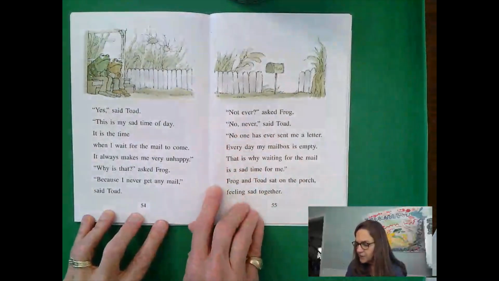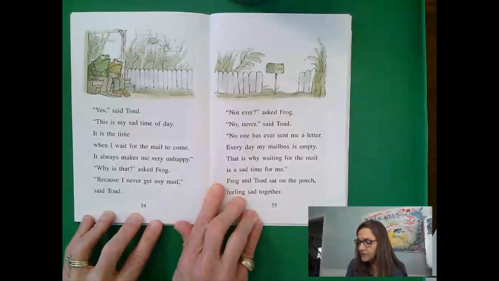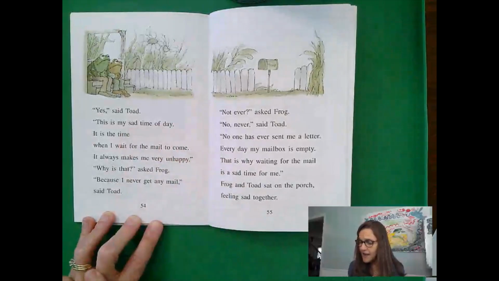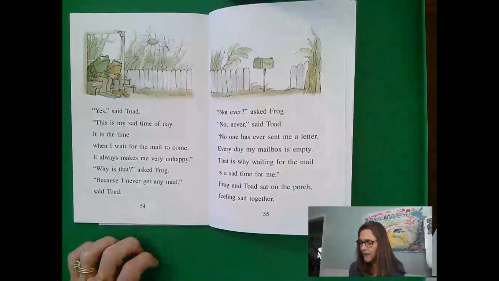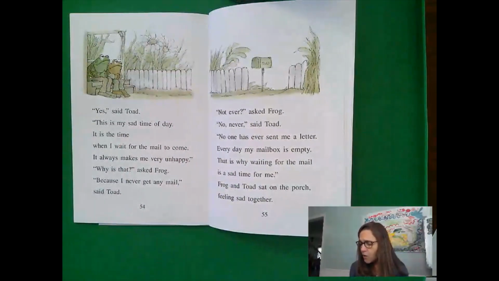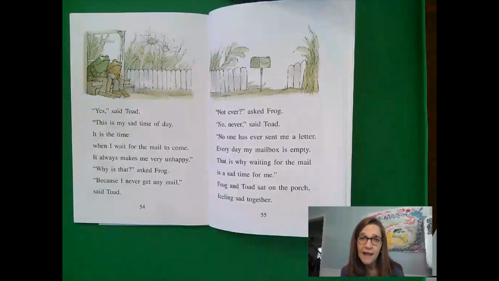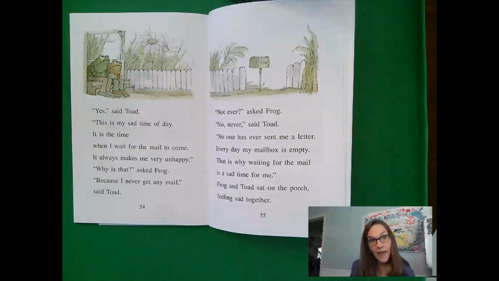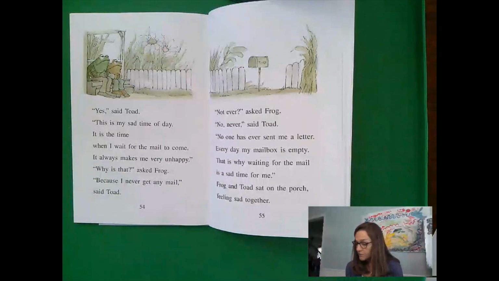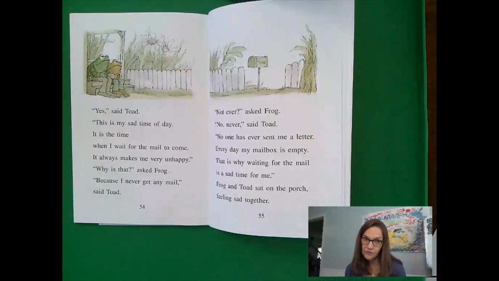"Yes," said Toad, "this is my sad time of day. It is the time when I wait for the mail to come. It always makes me very unhappy." "Why is that?" asked Frog. "Because I never get any mail," said Toad.